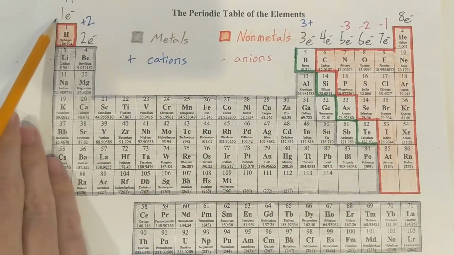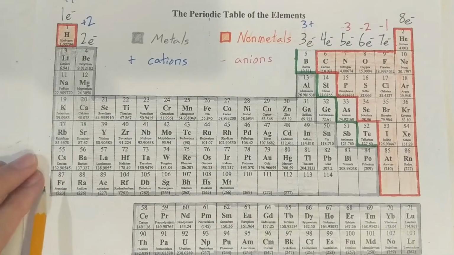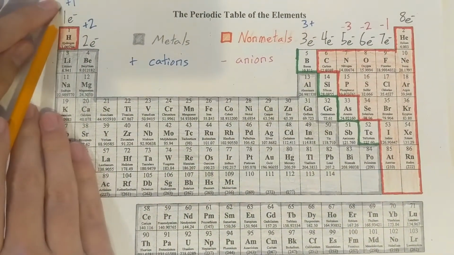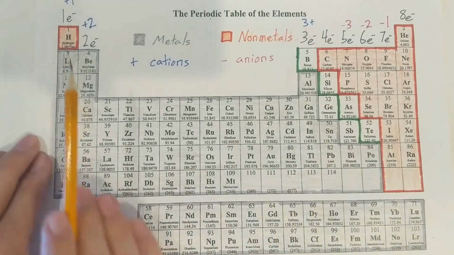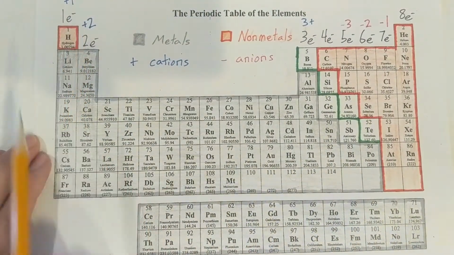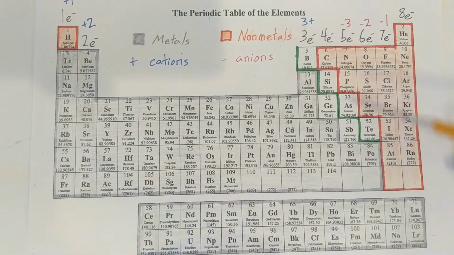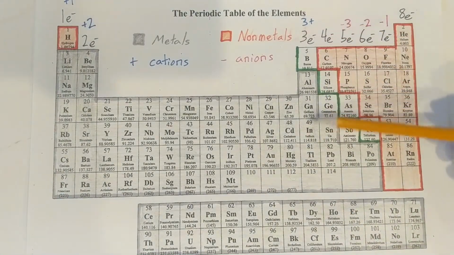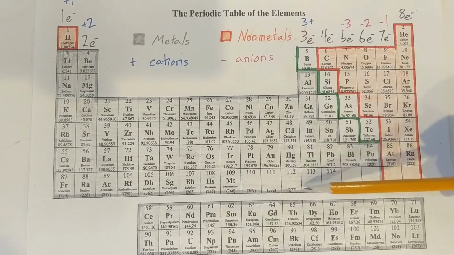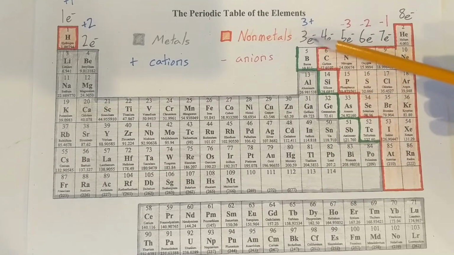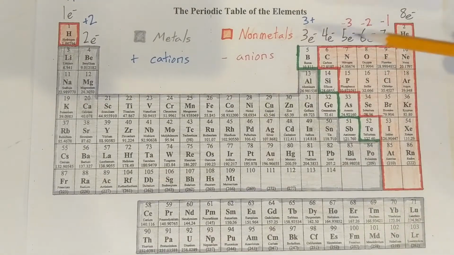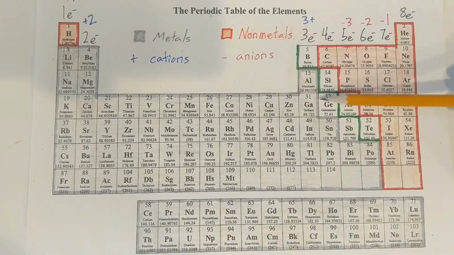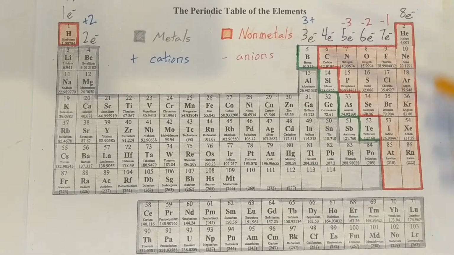So if you remember, group 1 has one valence electron. And when they have a charge, they lose that valence electron and get +1. Group 2 would have two valence electrons, and they'd lose those to get +2. In group 13, our metals would lose their three valence electrons to become +3. Our elements here, carbon and silicon, don't really want to form ions very much.